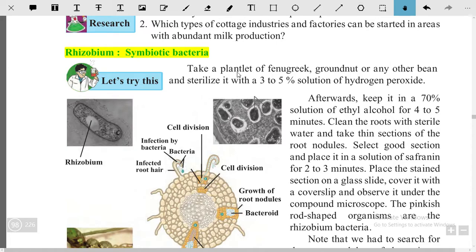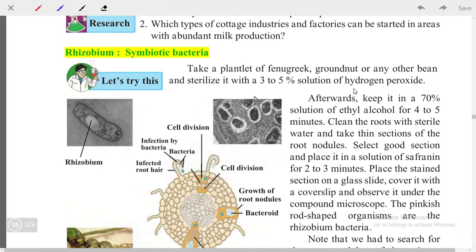Take a plantlet of fenugreek, groundnut, or any other bean and sterilize it with 3 to 5% solution of hydrogen peroxide. Hydrogen peroxide is the chemical. Take a plantlet of fenugreek, methi, groundnut, or any other beans, dals, and sterilize, निर्जंतुक करा, with 3 to 5% solution of hydrogen peroxide.